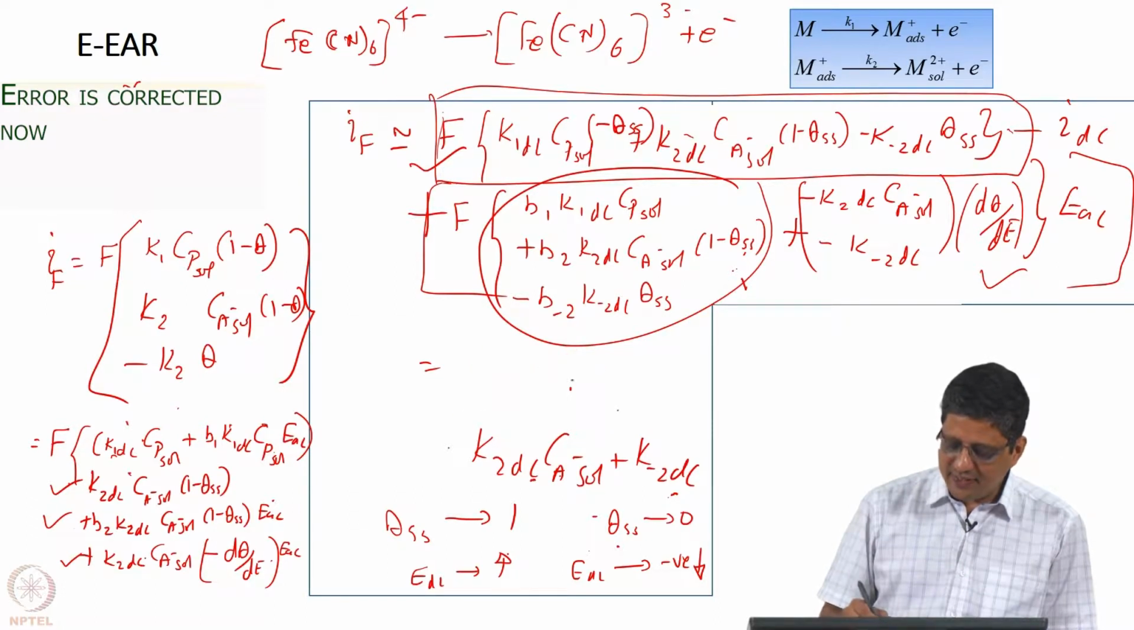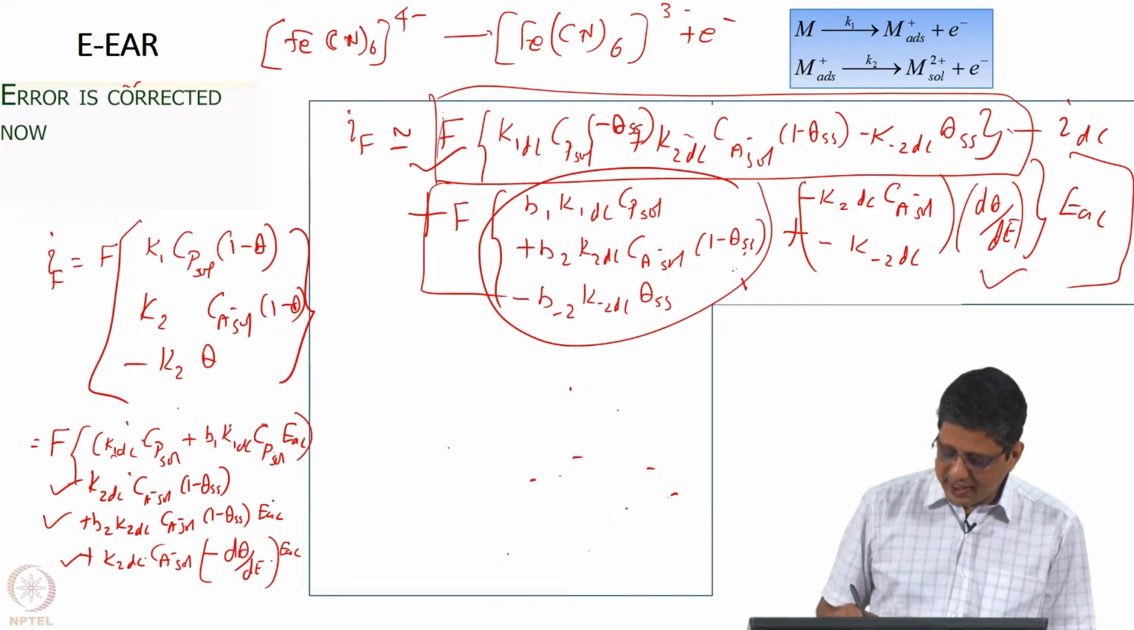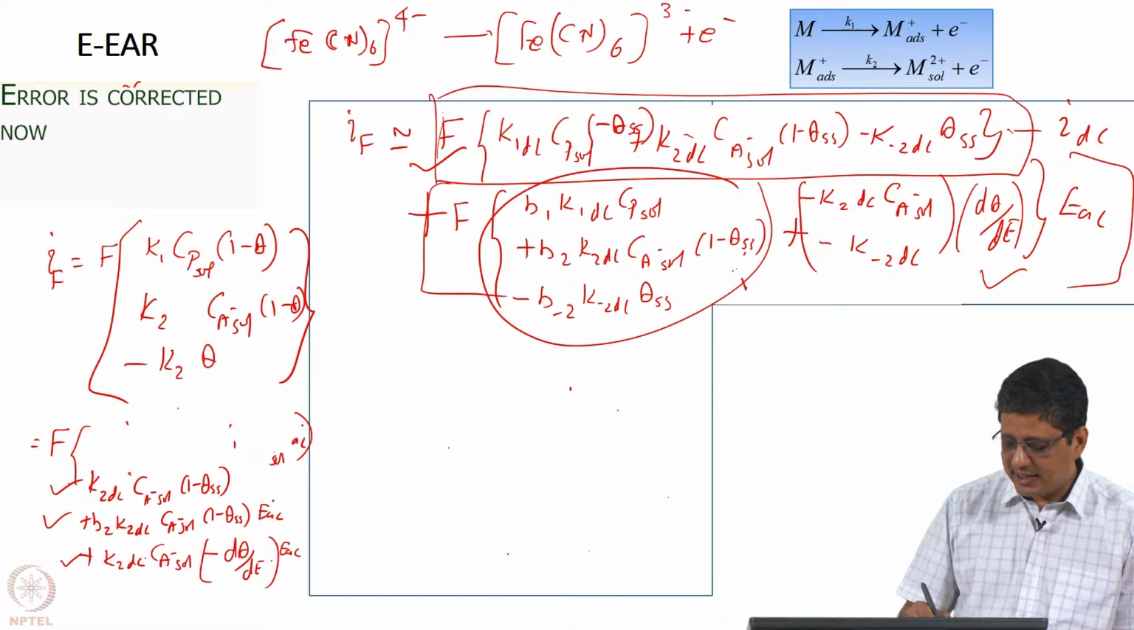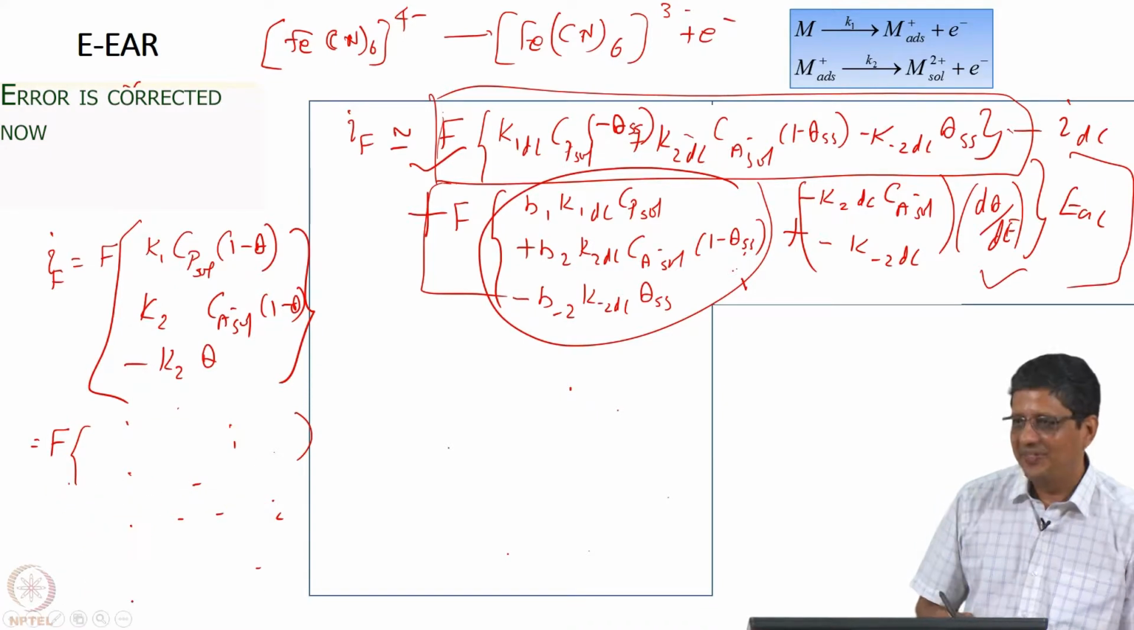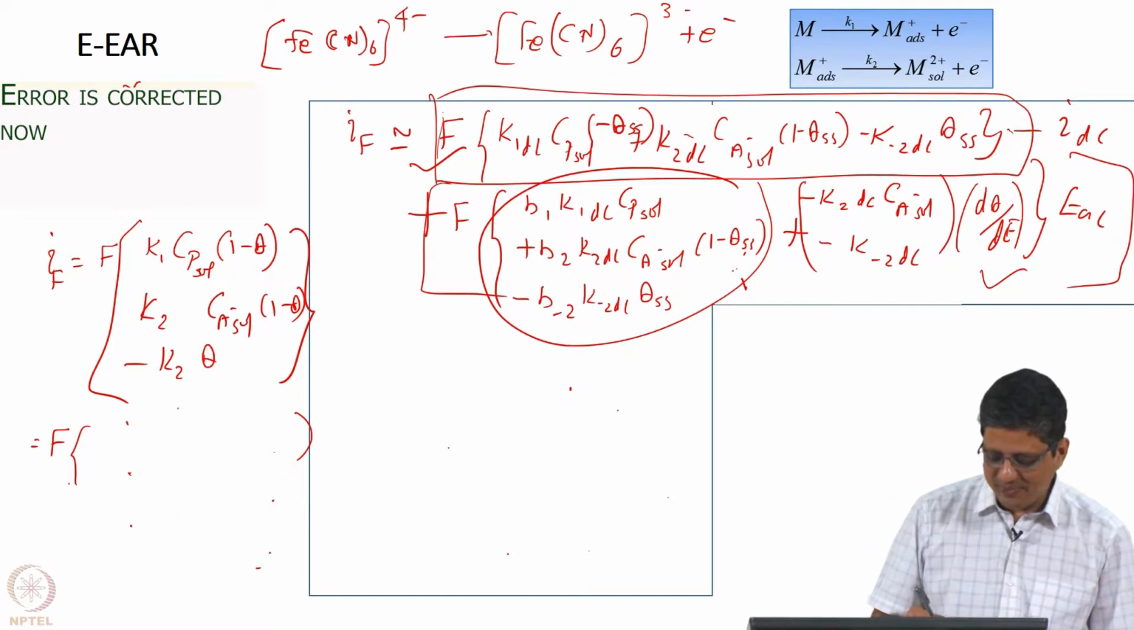Theta SS is still okay. The theta equation, the mass balance equation, is still okay. The first reaction does not contribute to the mass balance equation, right. But the Faraday current and the Taylor series expansion truncation that we got, all of them are not correct. So, please do rewrite it now.